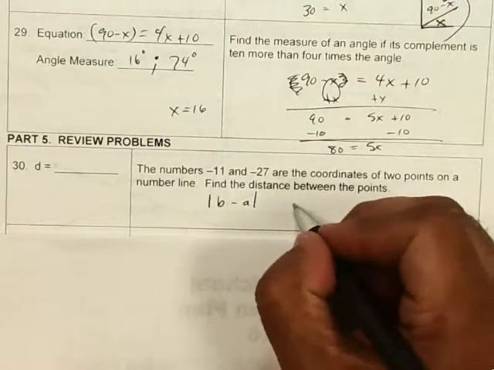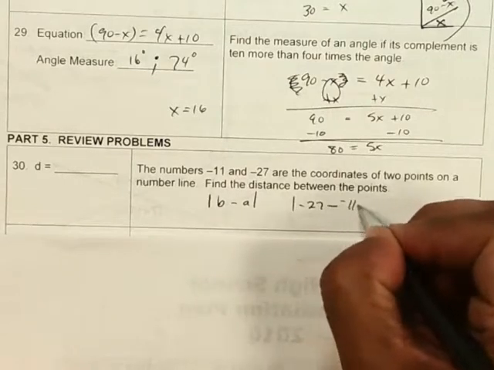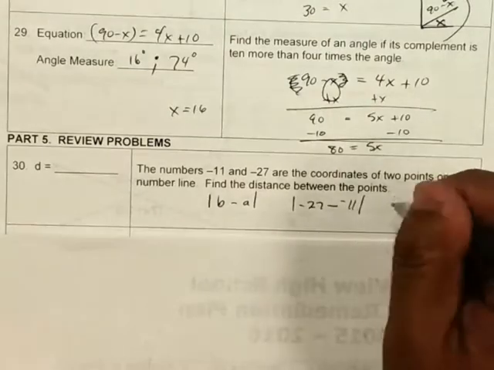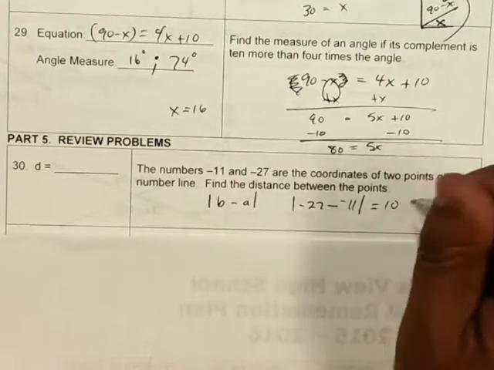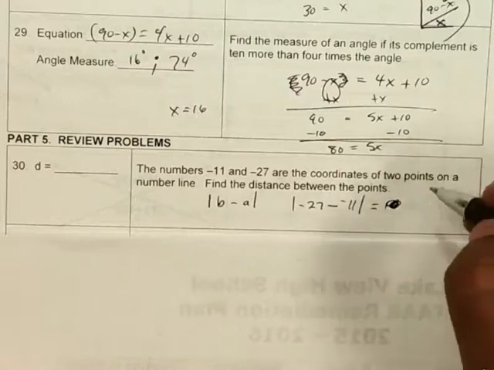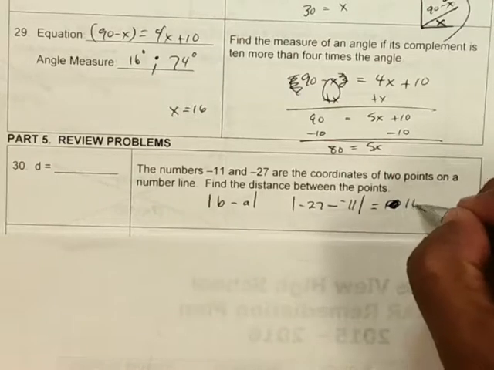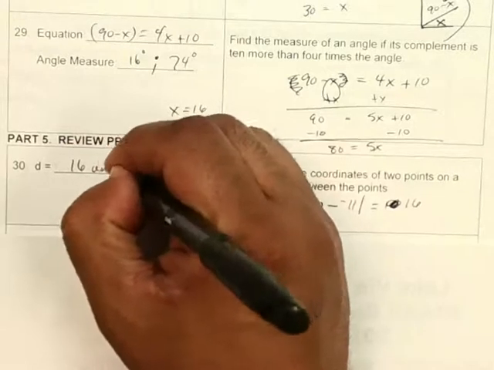So this would be the absolute value of negative 27 minus a negative 11, which would come out to be 10. Or not 10, I'm sorry. That would come out to be 16. That would be 16 units apart.